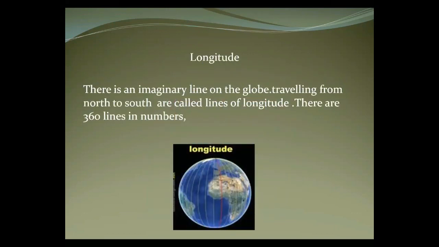Now the next topic is longitude. Longitude we have discussed yesterday. There are imaginary lines on the globe traveling from north to south, called lines of longitude. There are 360 lines in number. Longitude lines travel from north to south, and these lines are 360 in number on the globe. It serves as the starting point, the zero meridian, which is located at the Greenwich meridian of England. These lines are vertical.